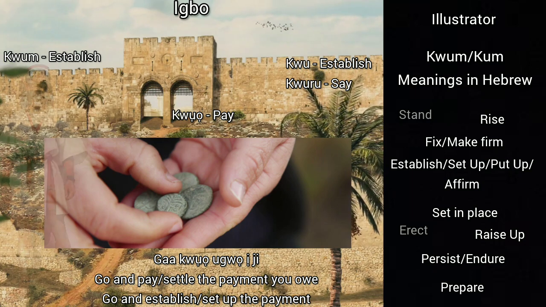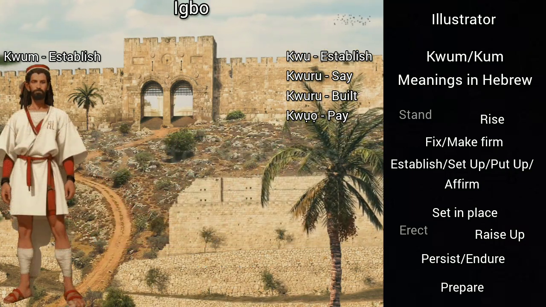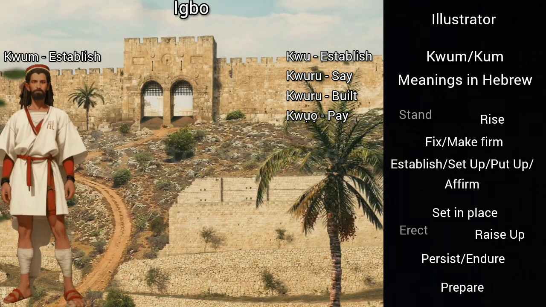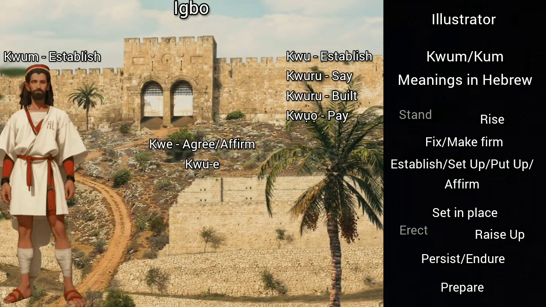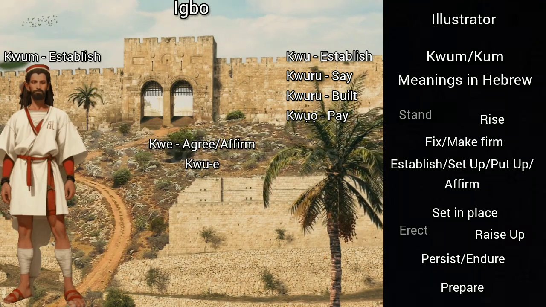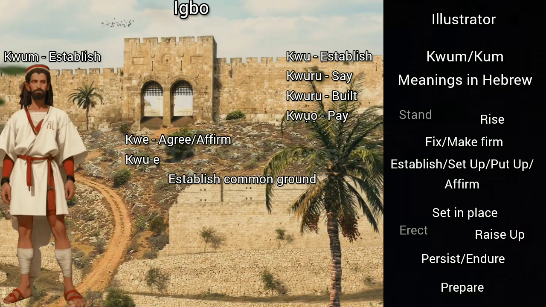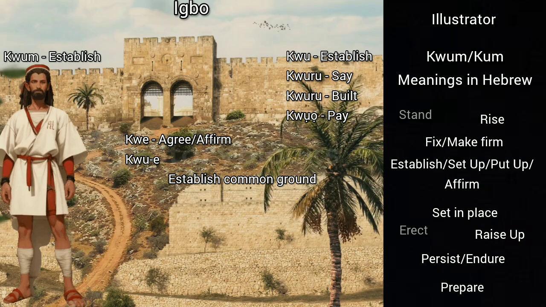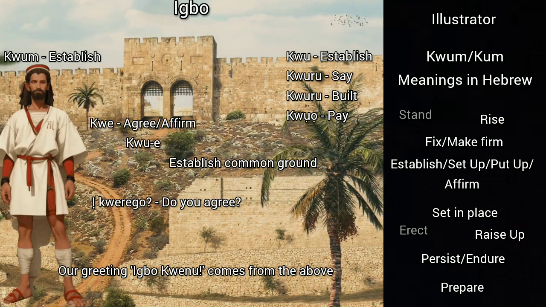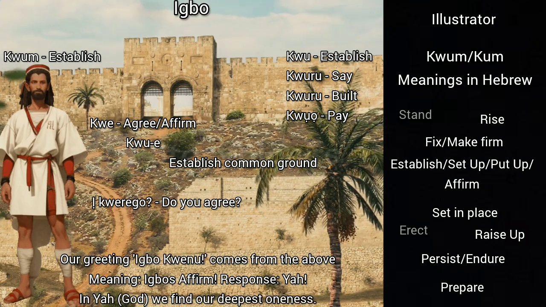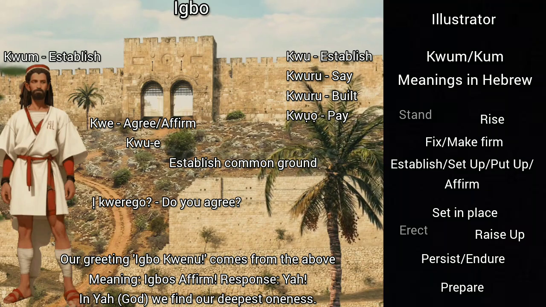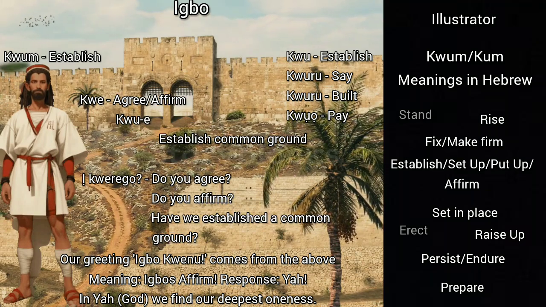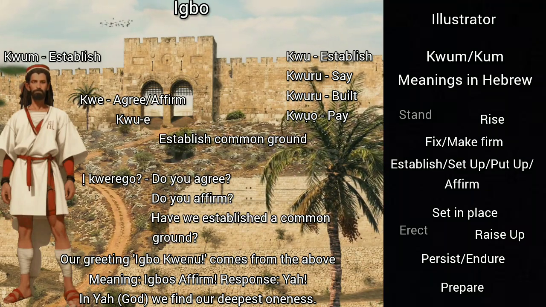Another verb application of this word ku within the Igbo language is kwe, that is, to agree. Kwe actually means, at a deeper level, to establish a common ground. So if I ask you, "Ikwerego?" have you agreed? What I'm actually asking you at a deeper level is, have we both established a common ground? So these are verb applications.